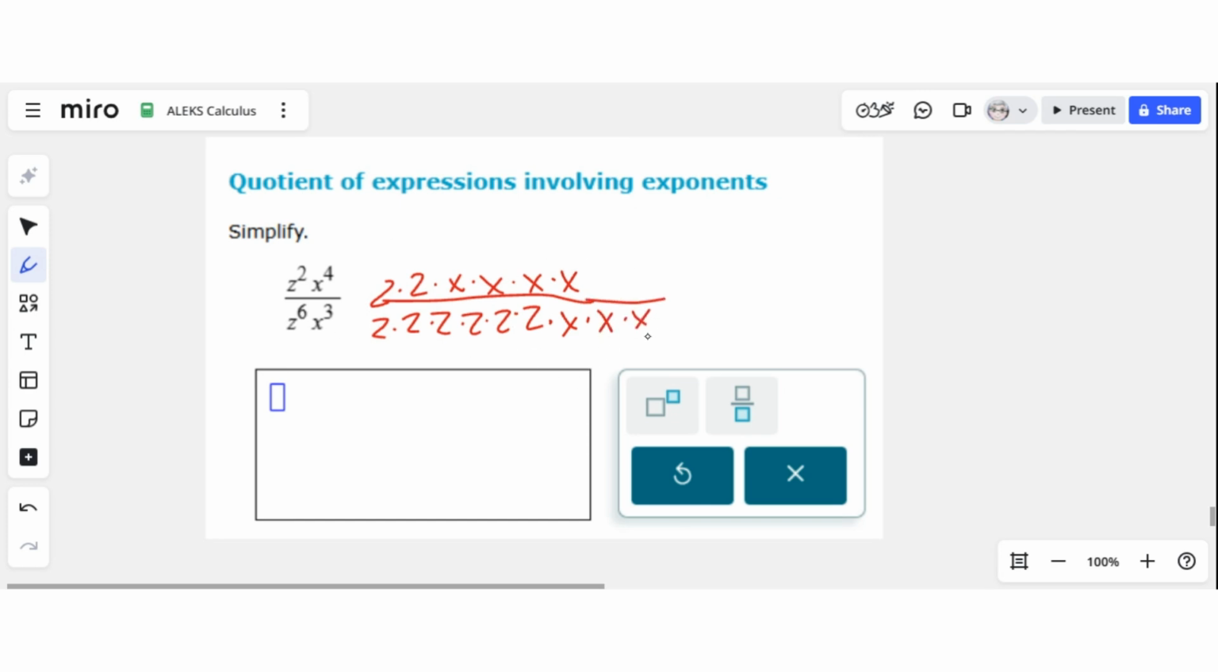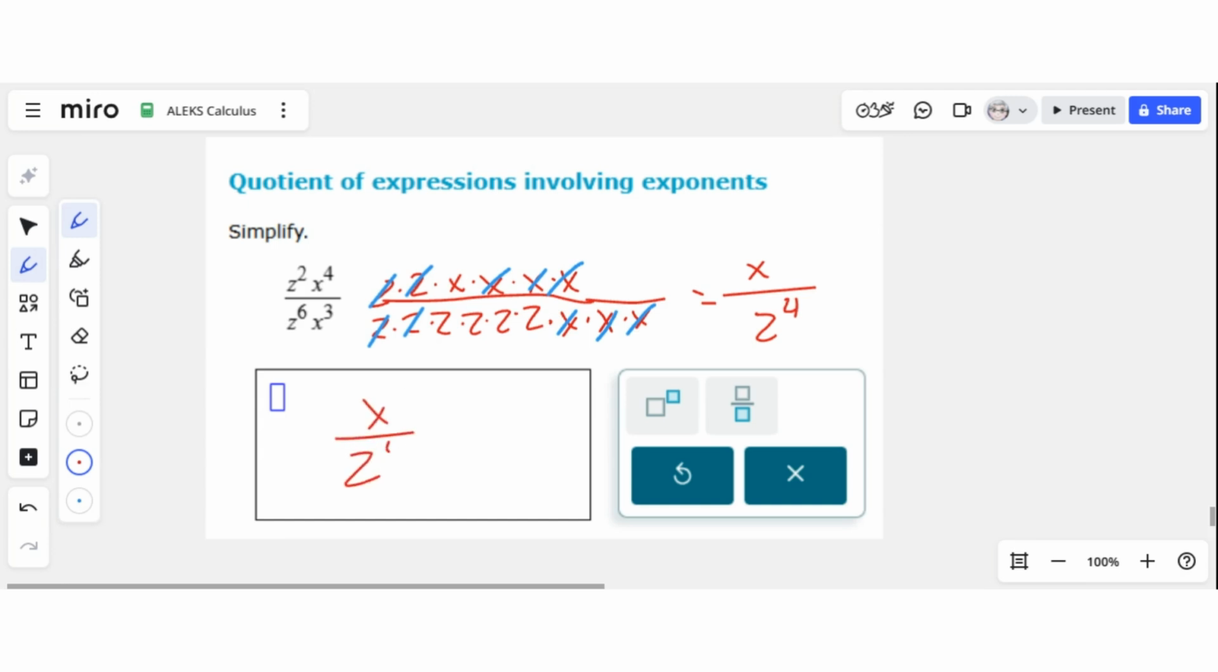Anytime in a fraction like this that you have everything multiplied together, you can go and cancel. So whatever looks the same on the top and the bottom can get canceled. So this x could cancel with that x, this one with that one, this one with that one. And same with the z's, this z with this z, this z with this z. What you're left with is just one x on top and 1, 2, 3, 4 z's, and that z multiplied by itself 4 times is z to the fourth.